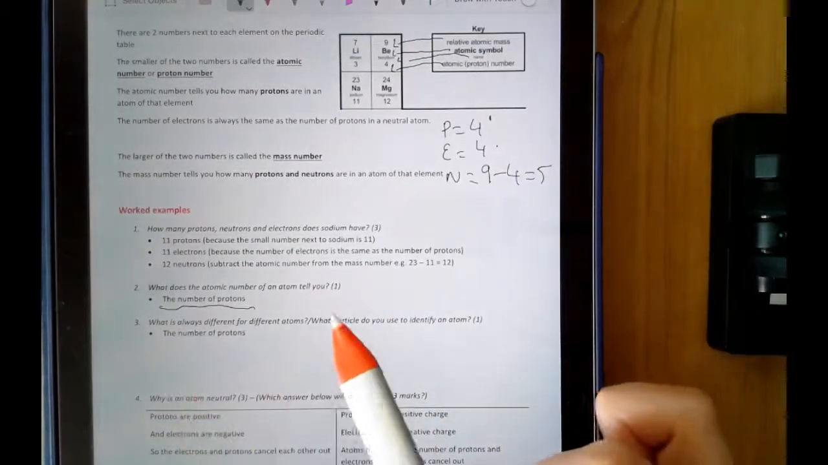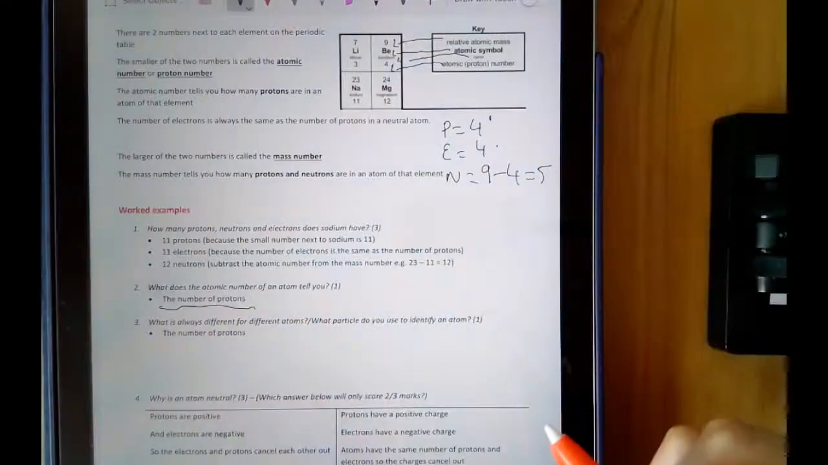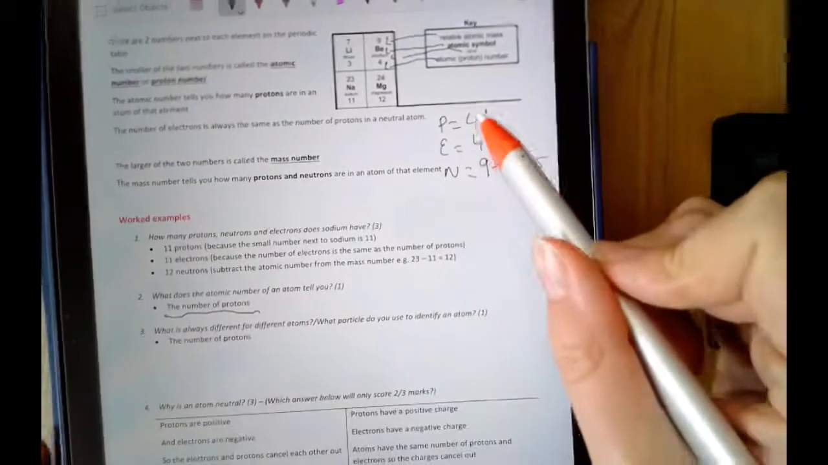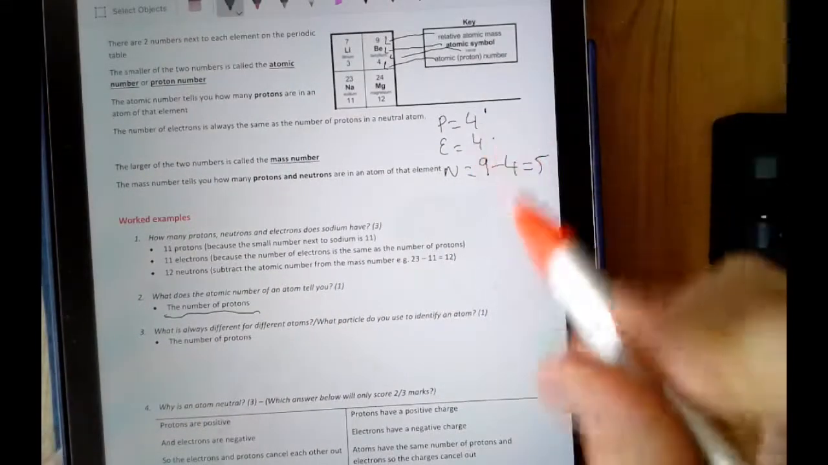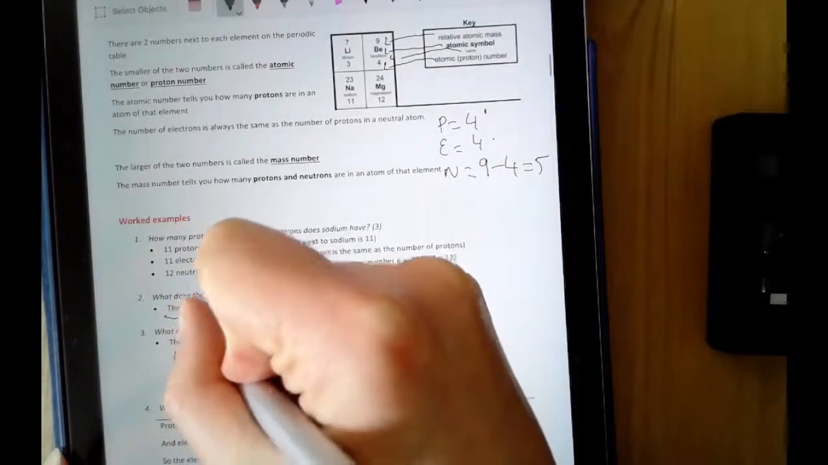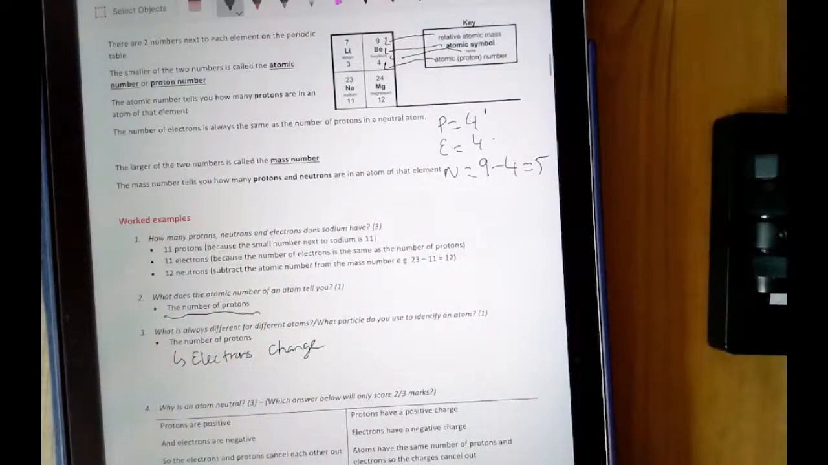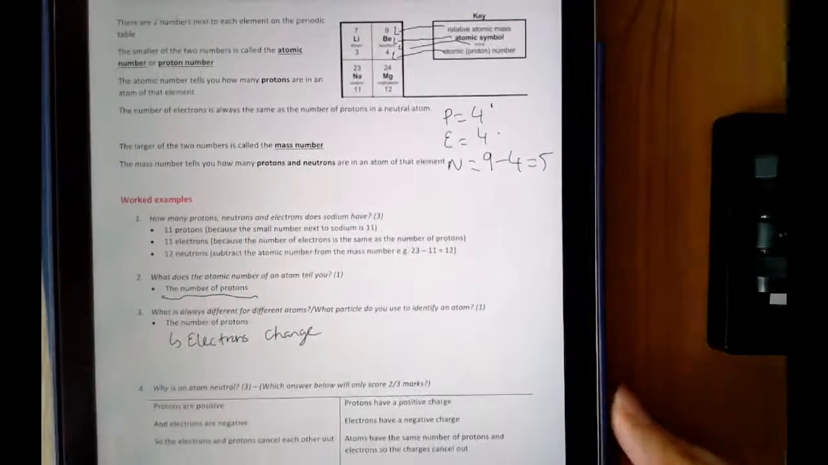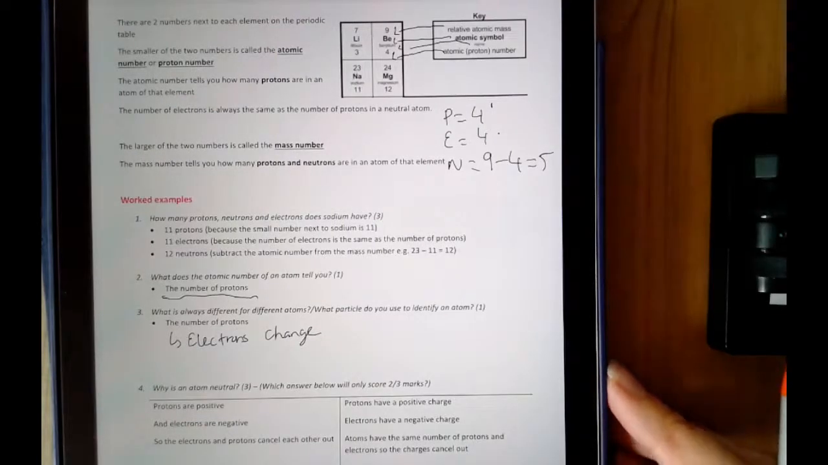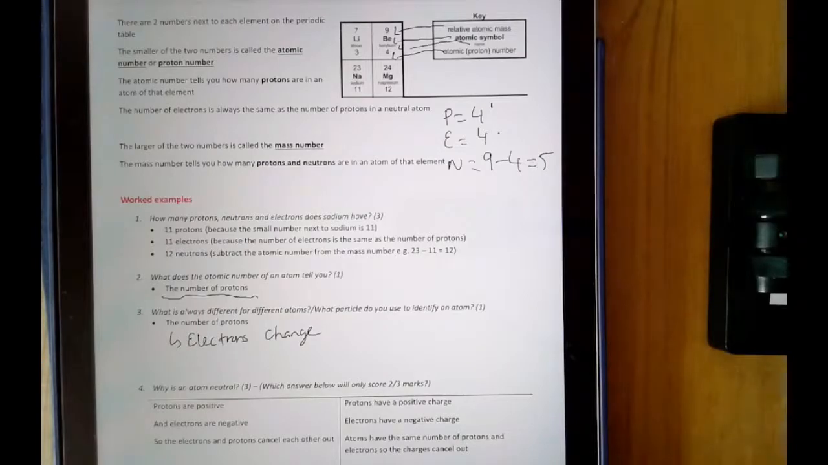What is always different for different atoms, or what particle do you use to identify the atom? That's going to be the number of protons, okay? You always take the number of protons instead of the number of electrons. And the reason is that the number of electrons changes. We know when we do chemical reactions that elements can lose electrons, they can gain electrons. The number of electrons can change, so we never use the number of electrons to actually identify an atom. The number of protons doesn't change, so we're going to use that to identify an atom.